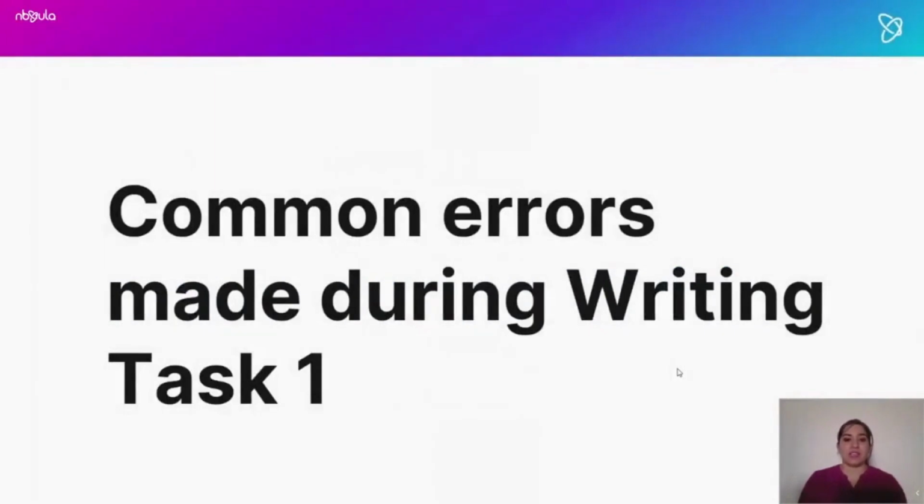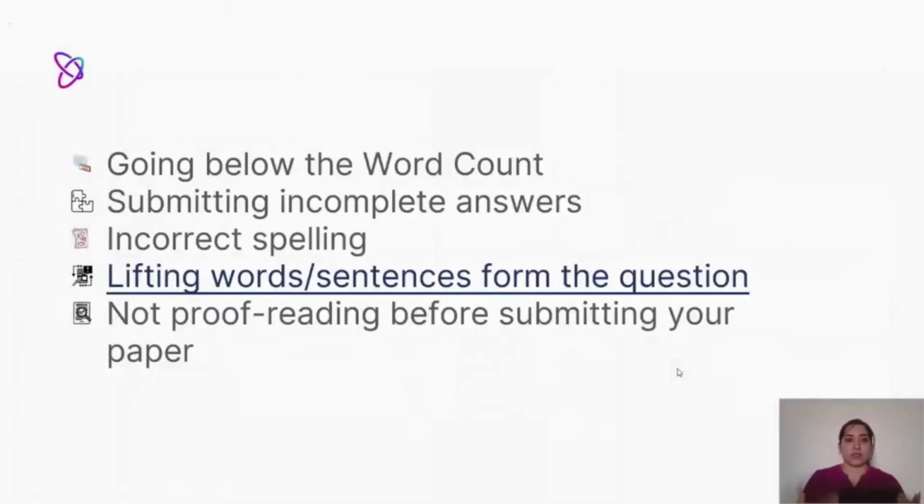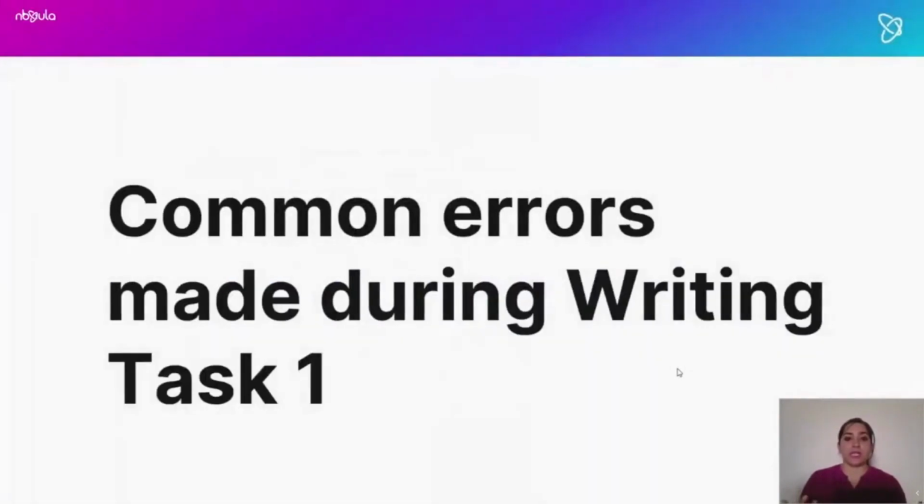Okay. All right, I'll just give you a minute to have a look at these general errors and what we talked about. Okay, so now we're going to move on to the common errors made during writing task 1.